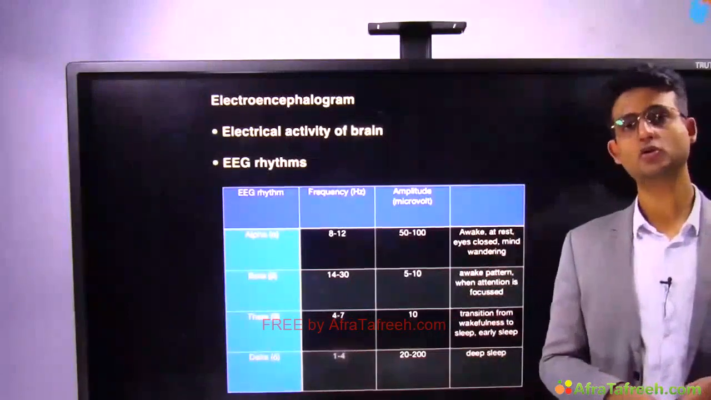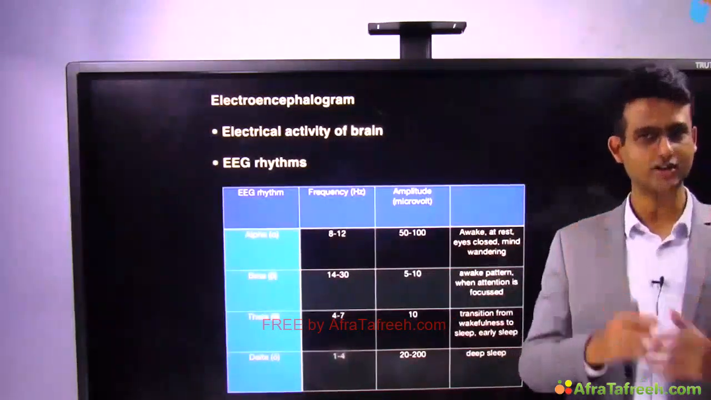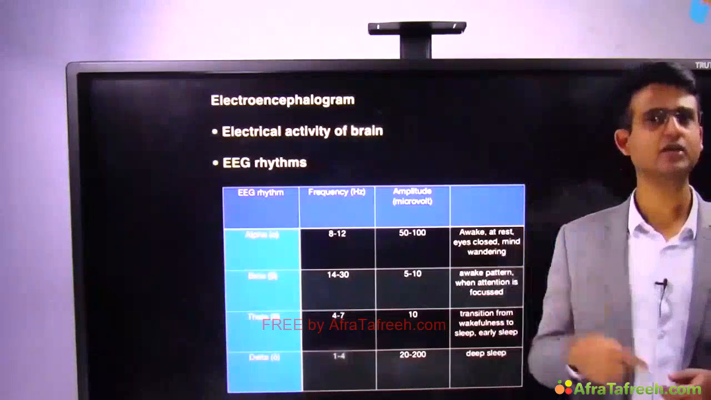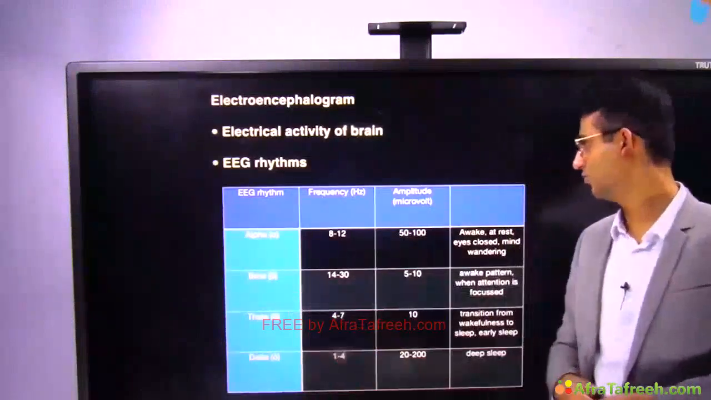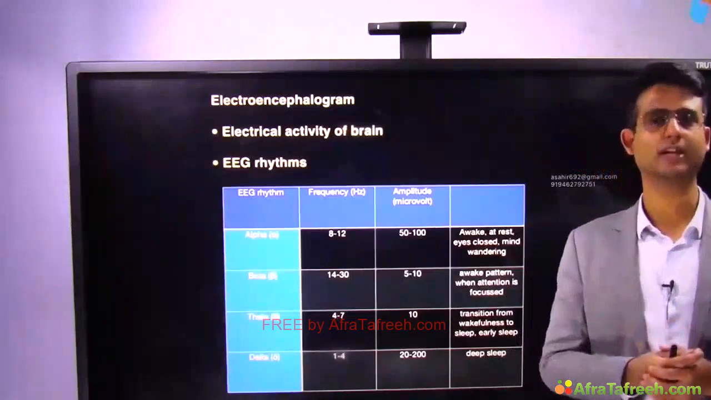If somebody were to do your EEG at this point of time, when you are listening to me, when you are trying to focus attention, your EEG would be full of beta waves. Beta rhythm would be there, right? It is an awake pattern when the attention is focused on something.